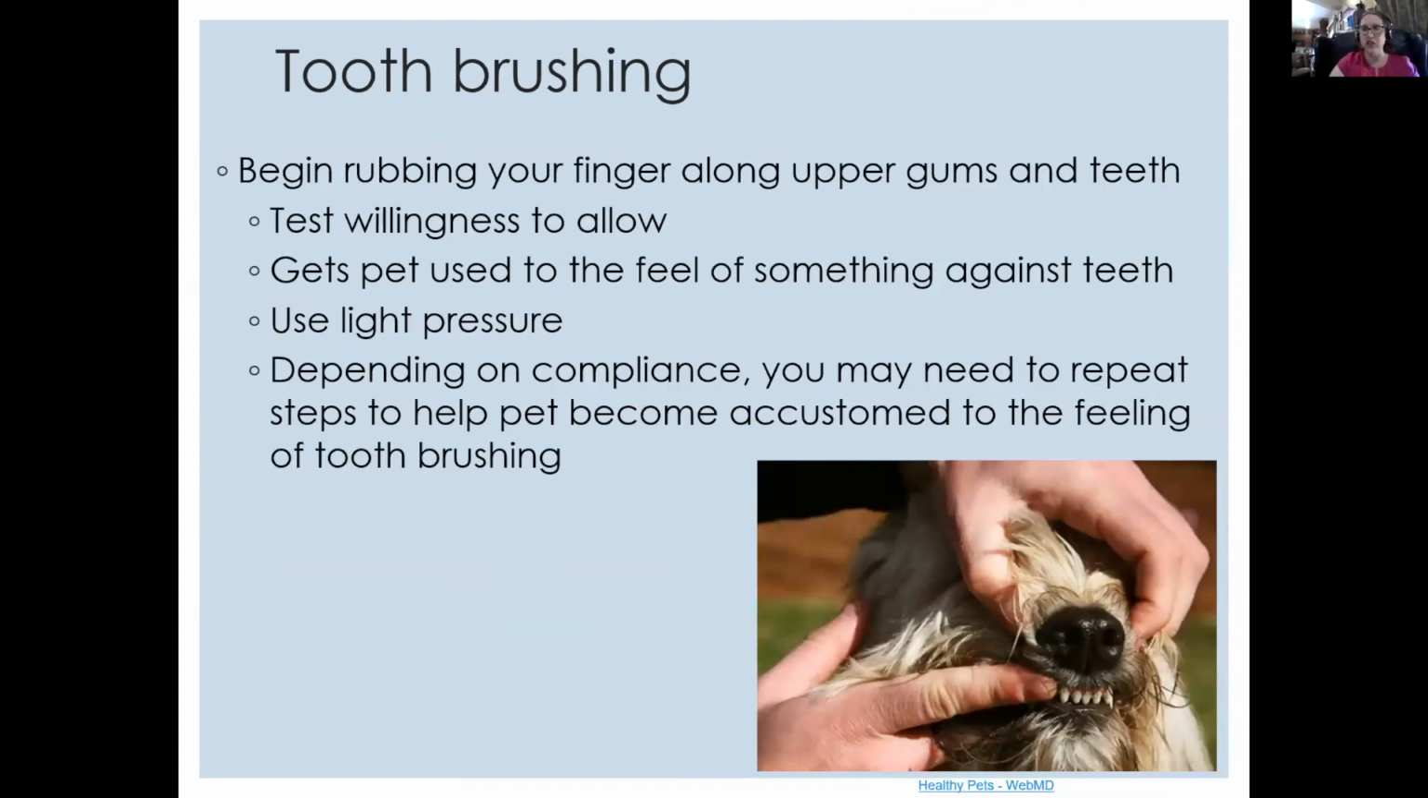Once the positioning seems to be comfortable for everybody involved, then begin rubbing your finger along the gum line and the teeth and test their willingness to allow it. If the pet gets used to the feel of something against their teeth, it allows them to not be so anxious about it. Use just a really light pressure. And again, depending on compliance, you might need to do this multiple times and repeat these steps to get them accustomed to the feeling of something being in their mouth and to the feeling of toothbrushing.